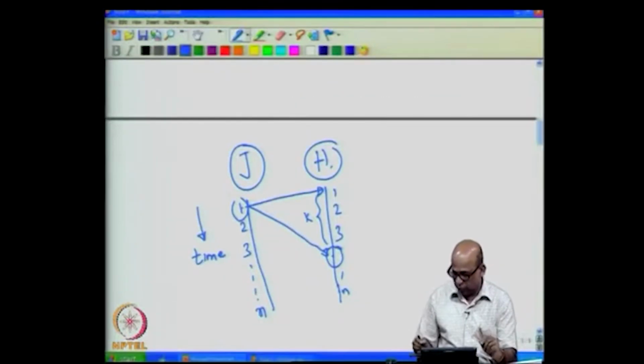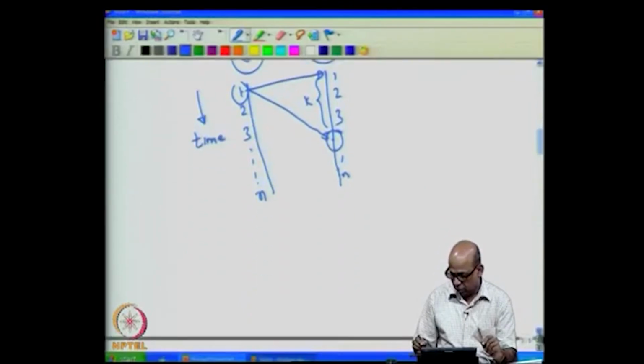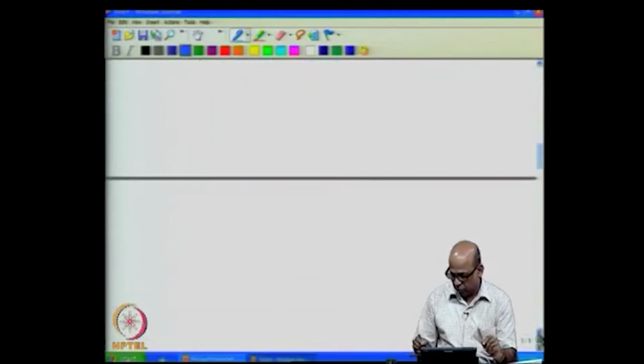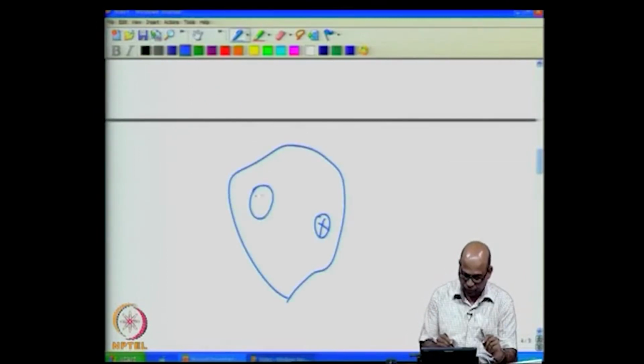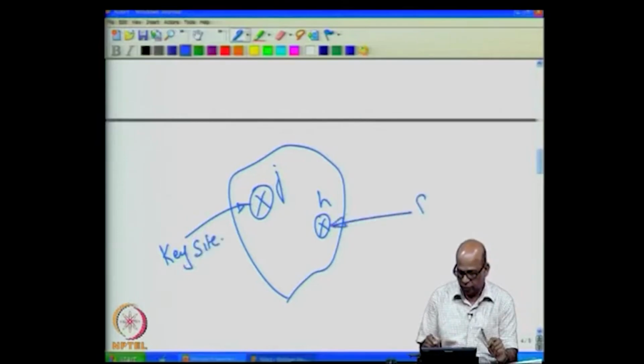We have two sites now for the watershed and we want to generate data on both the sites. Let us say this is the watershed and these are the sites. We will call this j and this H, and this is called the key site, and this is called the subordinate site.